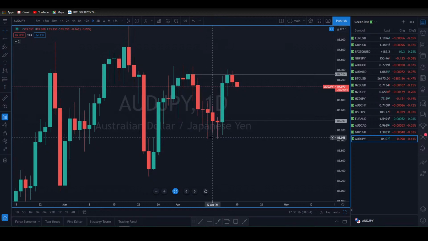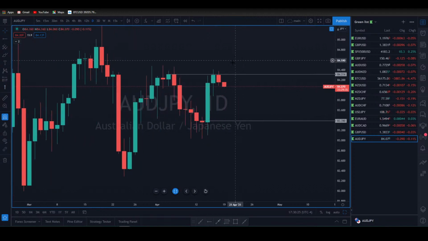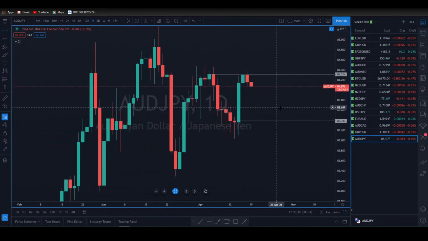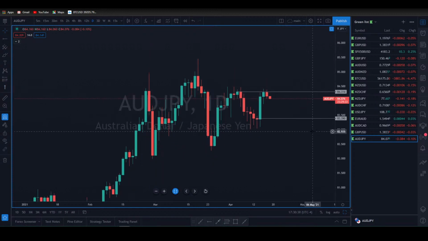You have all these wicks down here, so you have willing sellers at a lower price. So yeah, as long as you're trading below 84.314, I would have to look at this being the target. That's just the way I look at things. But if it finds support at 83.390, it can absolutely turn right around and head to the upside. It just depends on how bullish Aussie is and how bearish the yen is.